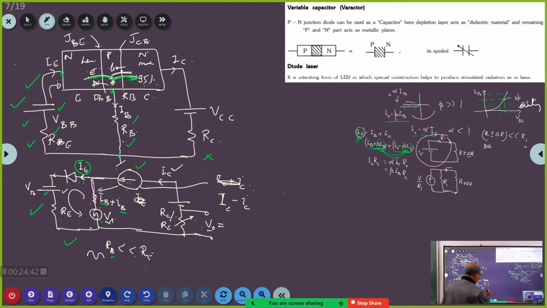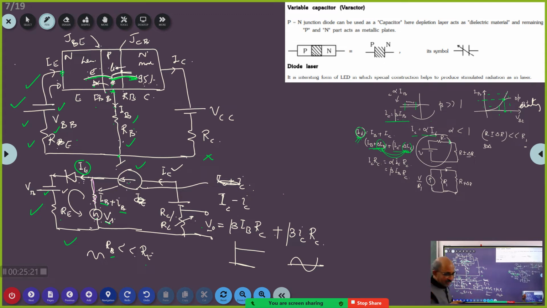One is beta times IB into RC. This is the DC component. Another component will be beta times IC into RC. This one is constant, but this one becomes variable, because IC is variable. Got it? Hello, are you with me? Yes, correct. Now, watch out.